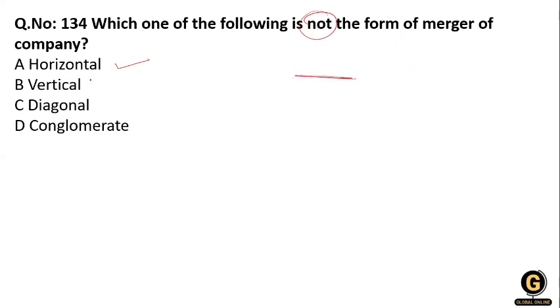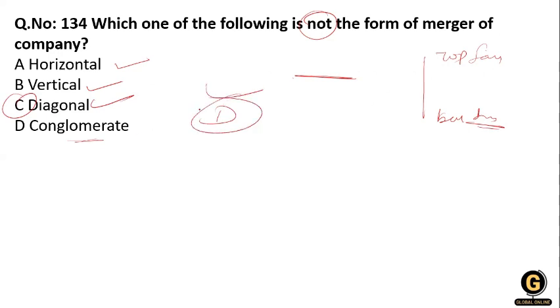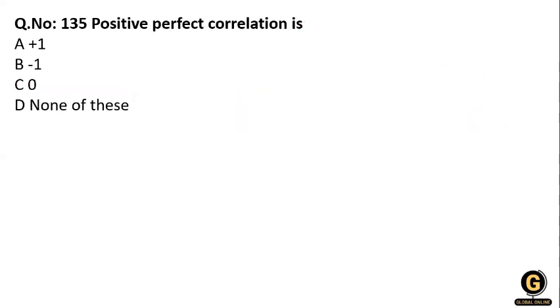Okay. A company can merge at the vertical level, that is top to bottom level, or from a famous company to a less famous company. A conglomerate merger does not involve companies in a related line of business. So the diagonal is not a kind of merger of companies. D is the right answer. Clear? Next question, that is 135.